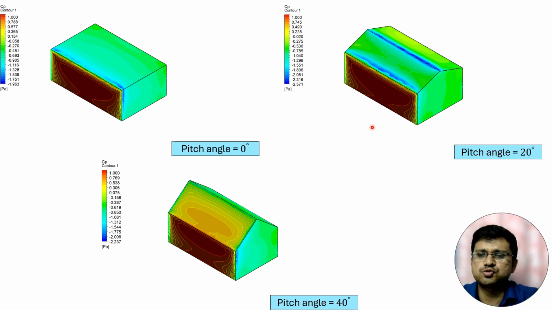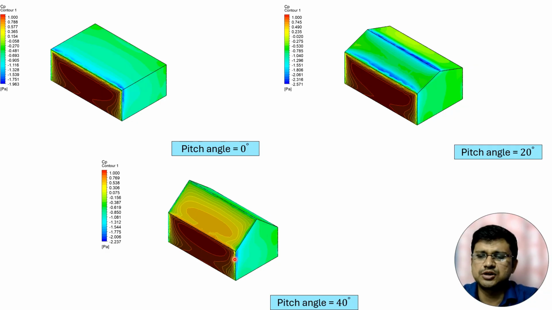Now when the pitch angle is 20 degrees, you can see that just after the separation point for this line also, in this zone, for both cases, there is flow separation, and in this zone there is a huge amount of suction. For both zones there is a huge amount of suction.